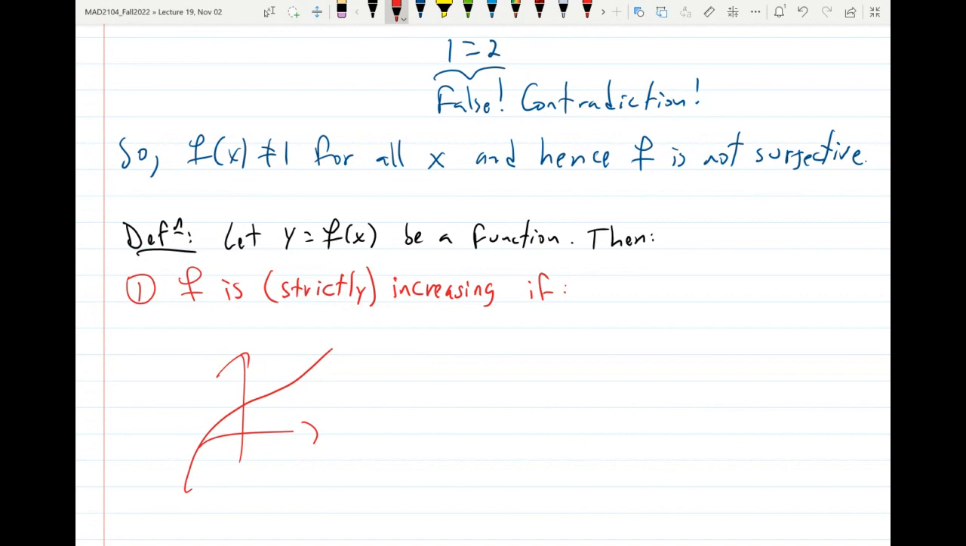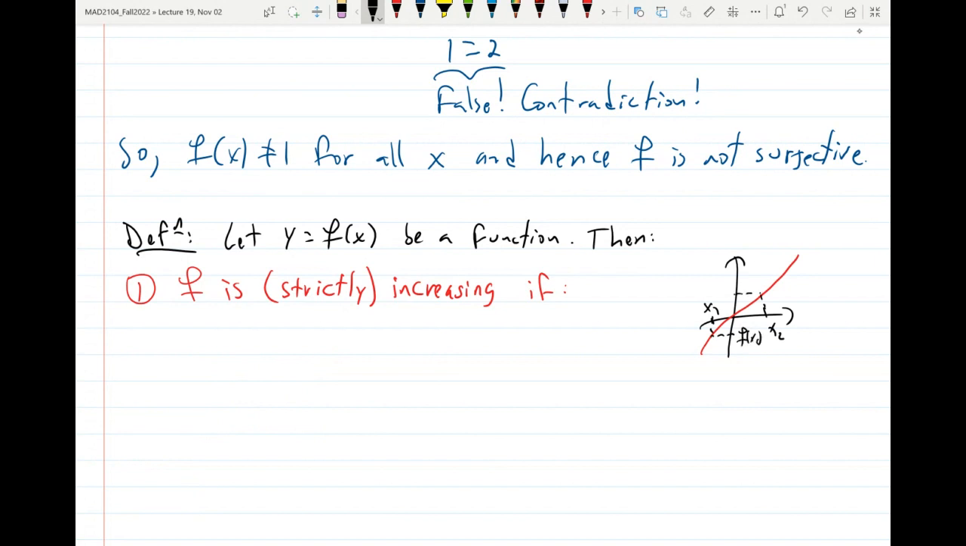So if you have a smaller input, that's going to produce a smaller output. That's what you want to say. Or the bigger the input, the bigger the output. That means the graph is going up, okay? So just have a picture like this in mind. And the idea is, if here I pick x1 and here I pick x2, here is f of x1 and up here is f of x2.